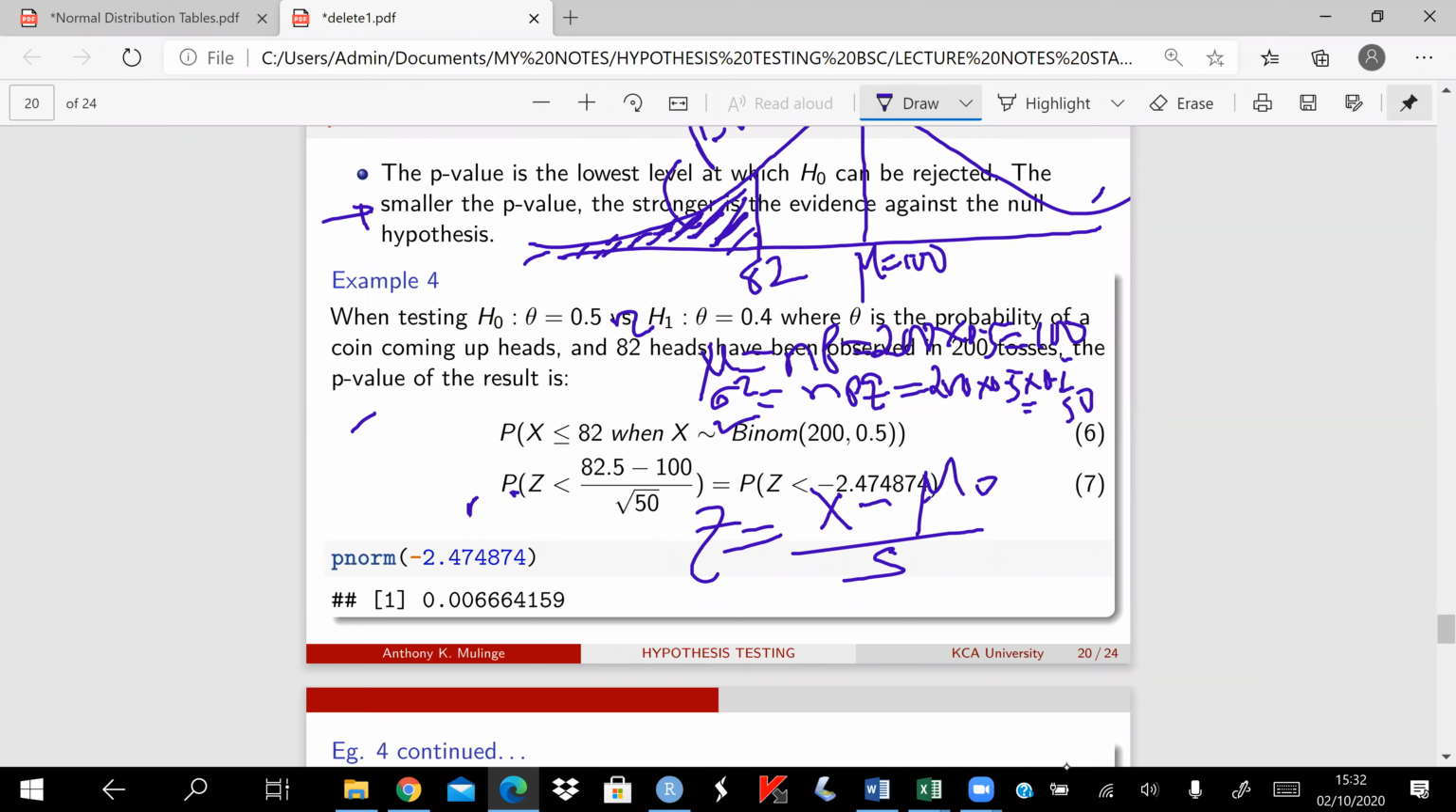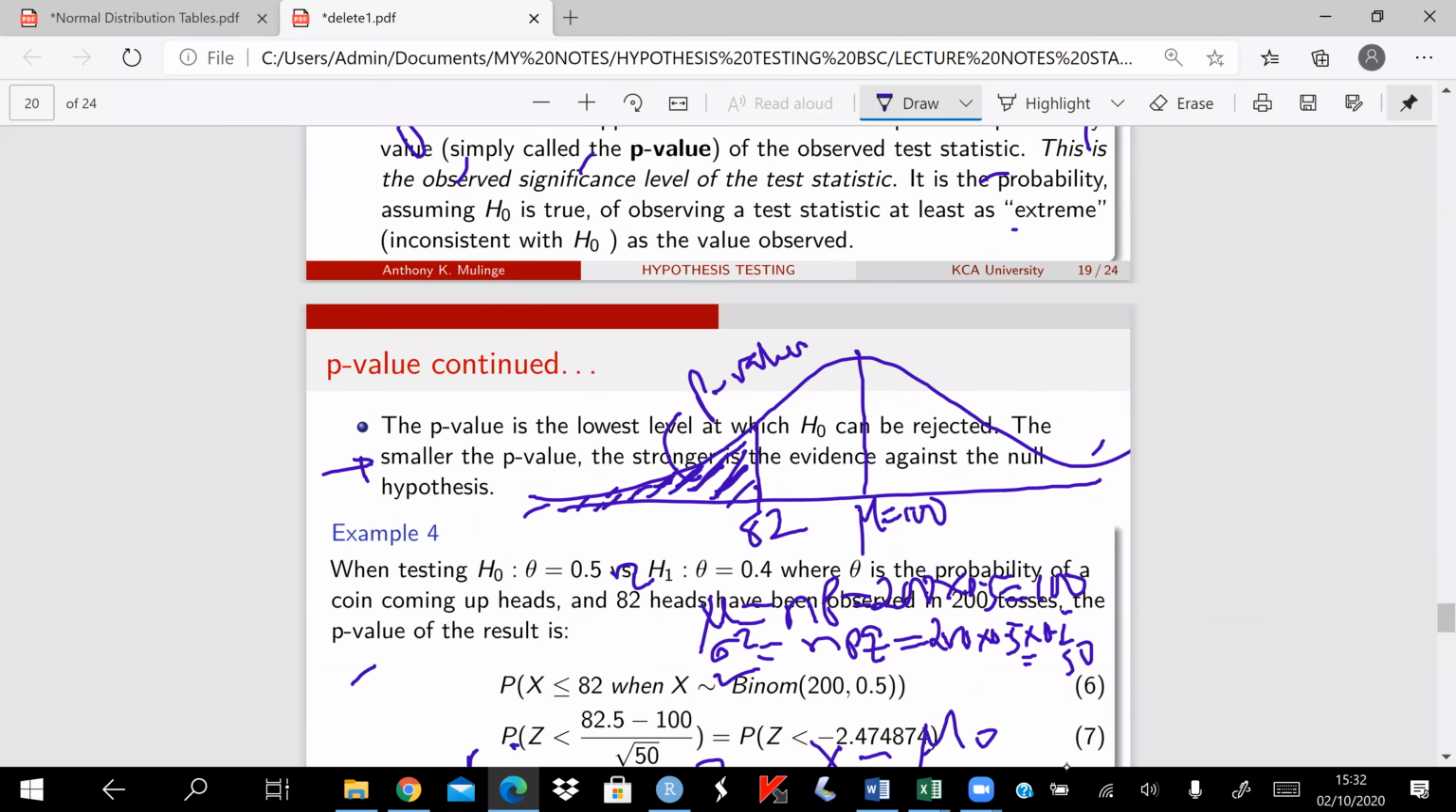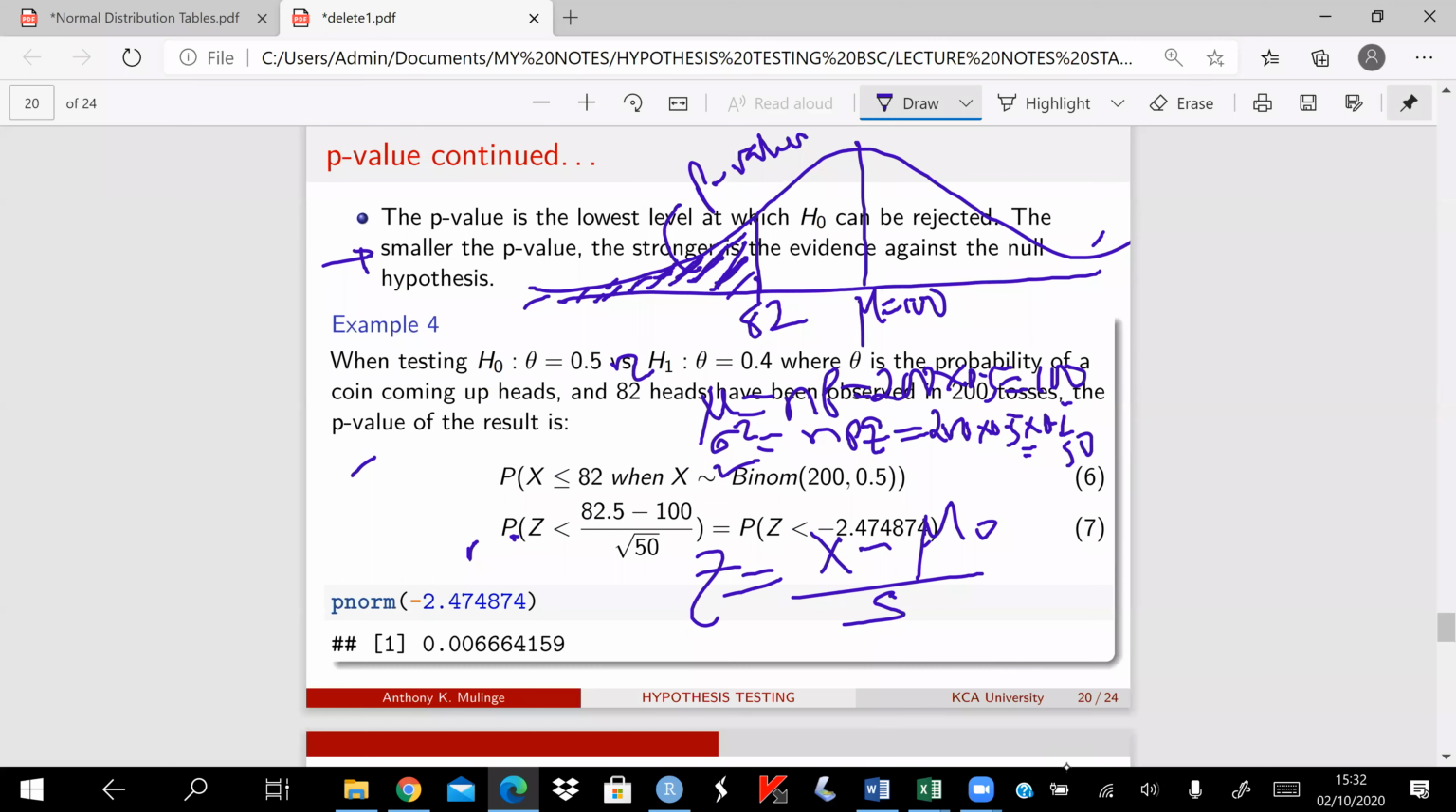So already we have seen that this is a normal distribution with mean equal to that, and sigma squared is that. So we can call this one sigma. So this will be 82.5 minus our mu naught, which is our mean value, which is 100. We got it from here. Divided by the square root of 50. So you compute the Z corresponding to those values of X, and that is what is given here.